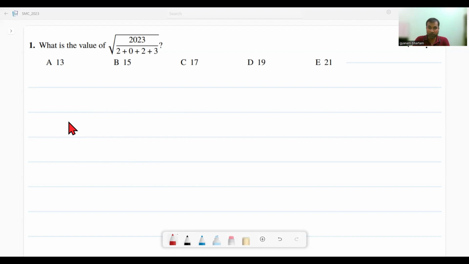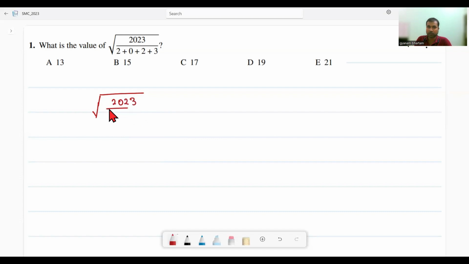What is the value of the square root of all the numbers inside, 2023 divided by 2023? Remember one thing, whichever year you are giving SMC or AMC, like 2024, you should know the factors and some properties of those numbers, because generally they put the questions based on the same year. At least factorization and all those things you should know.